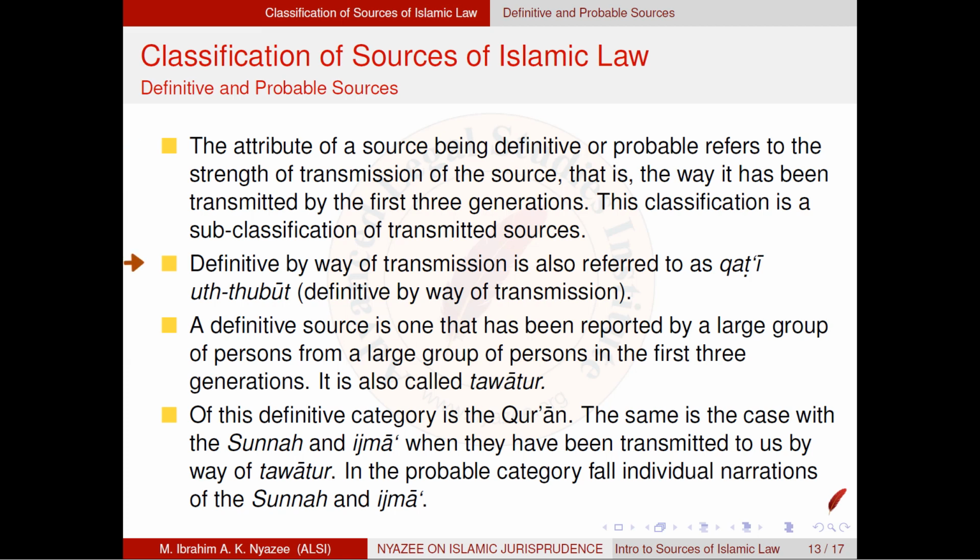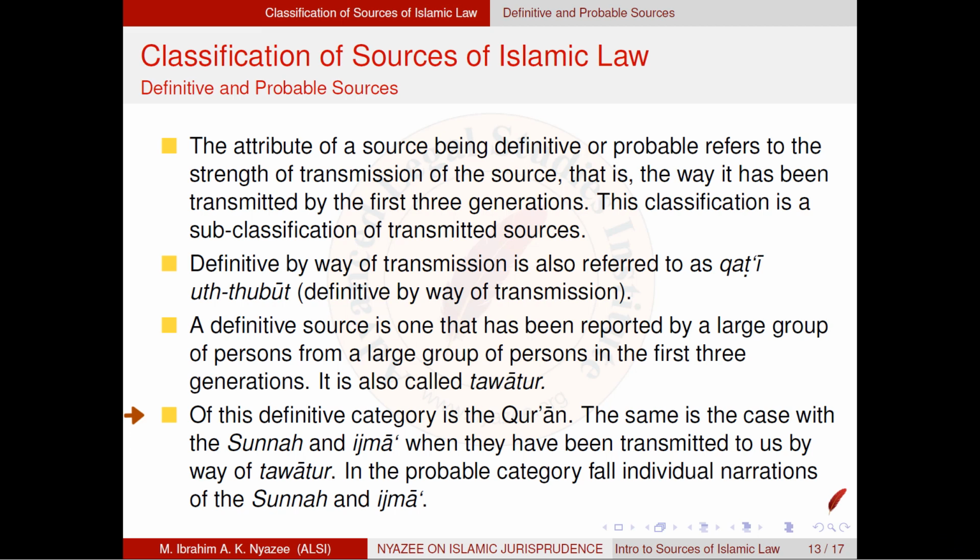Definitive by way of transmission is also referred to as qat'iyus subut. A definitive source is one that has been reported by a large group of persons from a large group of persons in the first 3 generations. It is also called tawatur. Of this definitive category is the Quran. The same is the case with the Sunnah and Ijma when they have been transmitted to us by way of tawatur. In the probable category fall individual narrations of the Sunnah and Ijma.